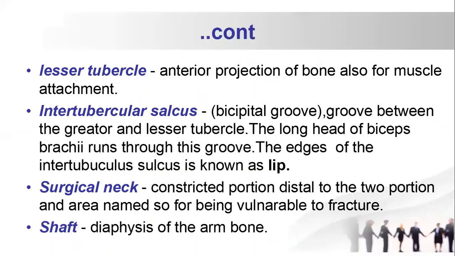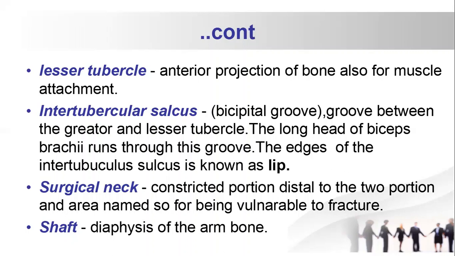So the lesser tubercle is an anterior projection of bone and also serves for muscle attachment. Remember, we have the greater tubercle as well, which serves as a site for muscle attachment. Intertubercular sulcus: this is the bicipital groove, or the groove between the greater and lesser tubercle. The long head of biceps brachii runs through this groove. The edges of the intertubercular sulcus are also known as the lips.